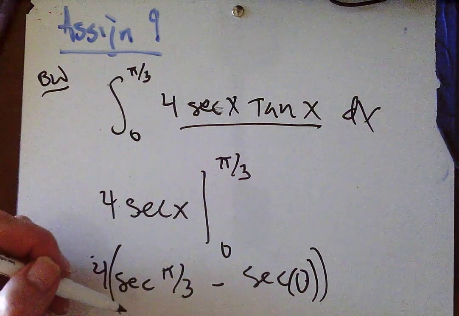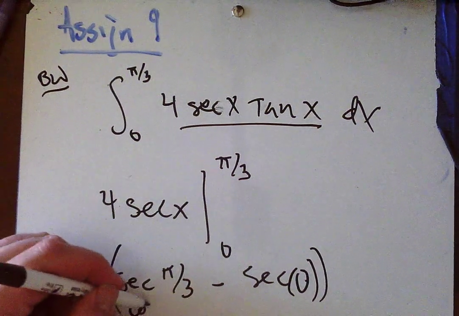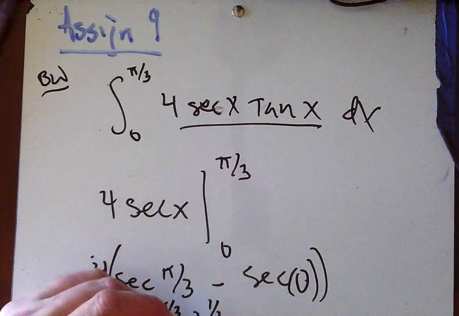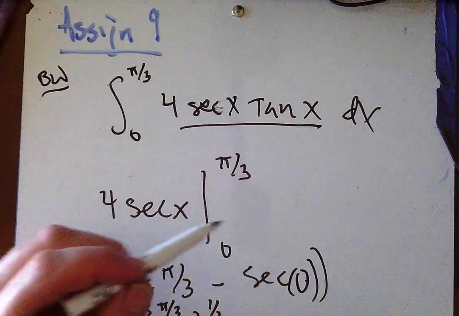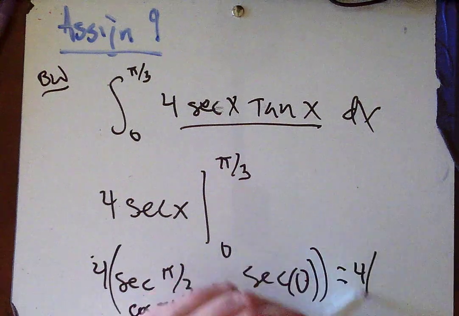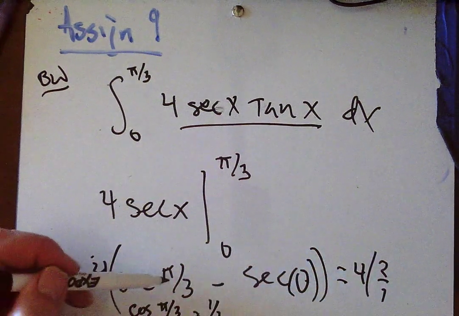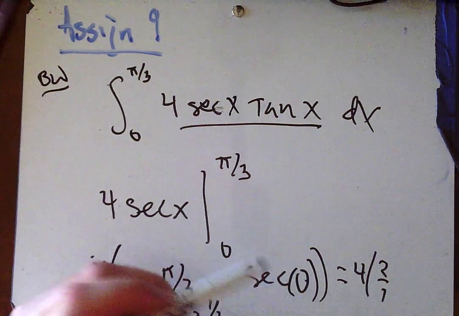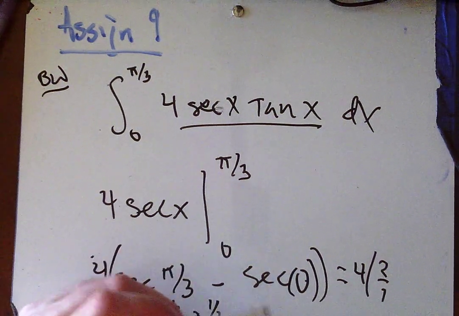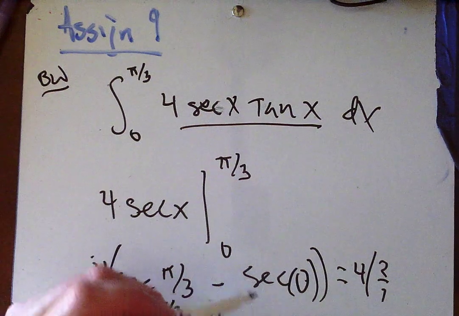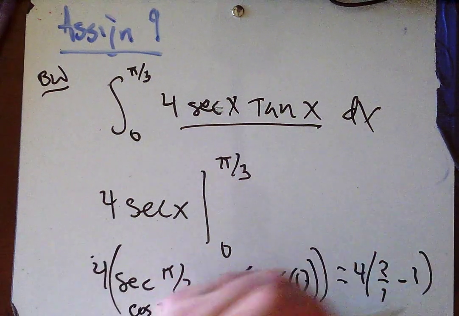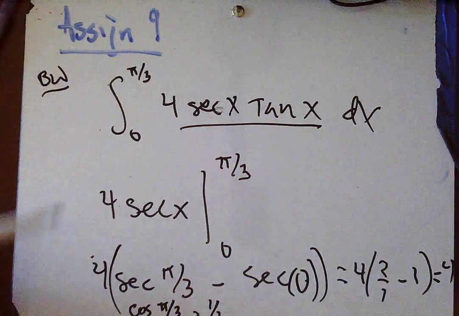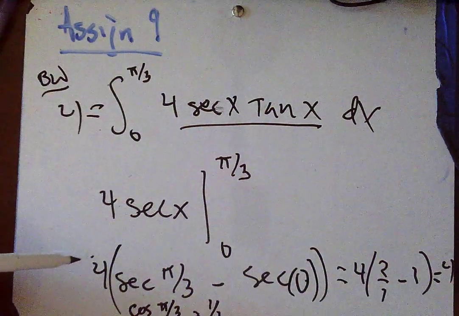So secant of pi over 3, I don't know, but I do know cosine of pi over 3. Cosine of pi over 3 is 1/2. So secant of pi over 3 must be 2 over 1, because secant is the reciprocal of cosine. Secant of 0 is 1 over cosine of 0. Cosine of 0 is 1, so 1 over 1 is 1. 2 minus 1 is 1, times 4, or 4. So the value of this integral is 4.